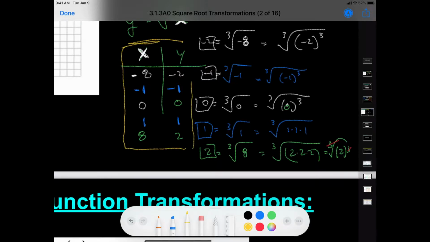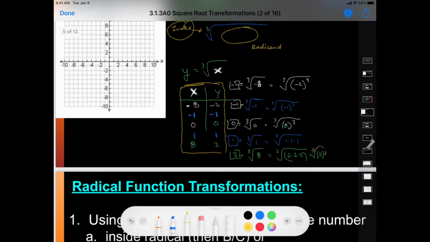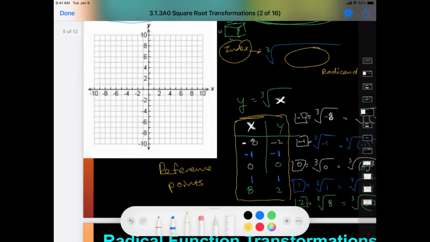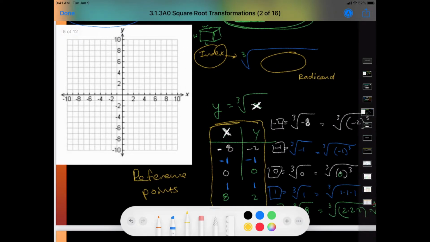This box right here is really important because these are our reference points for a cube root. So let's go ahead and graph those really quickly, and then you can see the graph. -8, -2; -1, -1; 0, 0; 1, 1; right 8, up 2. This is a graph of my function.